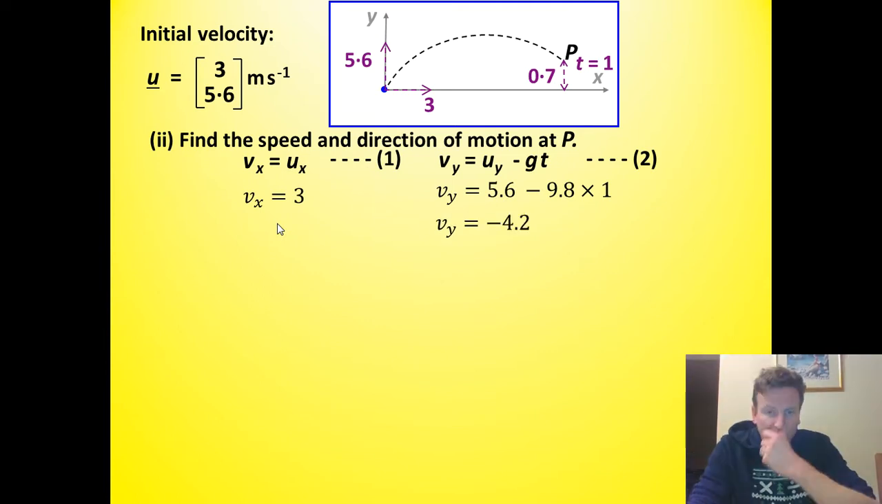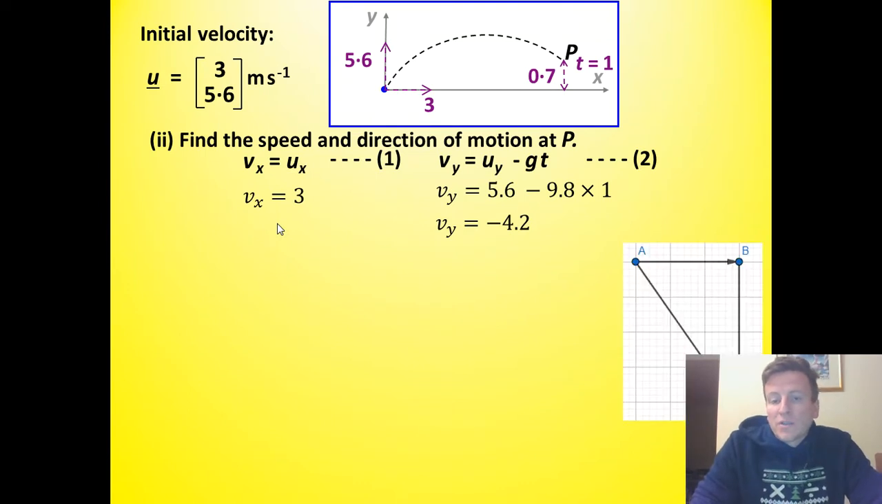So we end up getting Vy being minus 4.2. I could create a little drawing to show that we've got 3 going in the x and minus 4.2, and this is going to be the resultant if we're wanting to work out the speed. And in this case it's the speed that it's wanting. If I left it as velocity, I would just leave it as a column vector (3, minus 4.2), and that would be me finished.